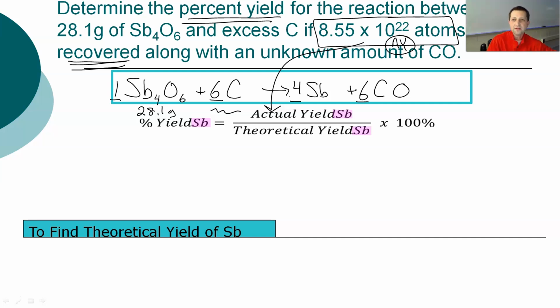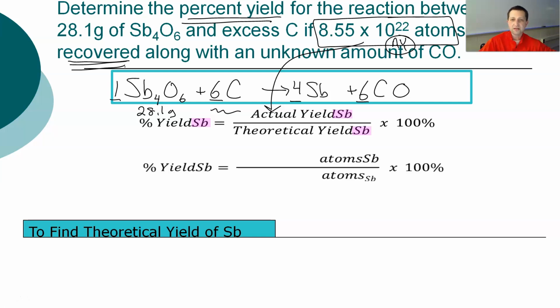So if you have an actual yield, how much you recover, you're going to pop it right into your percent yield formula. So your percent yield of antimony is your actual over theoretical, and I'm going to pop in my actual right here. So this is really, really important. I'm going to put 8.55 times 10 to the 22nd atoms of antimony in my equation. So my unit is atoms of Sb.